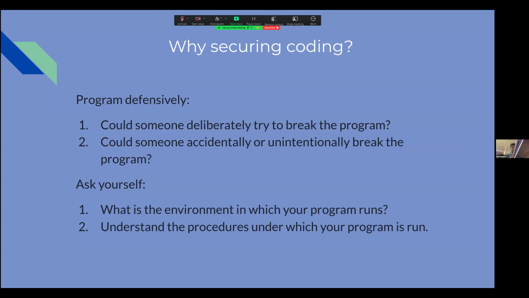One example I can come up with for the second scenario, when somebody is accidentally breaking into the system, is a buffer overflow attack.